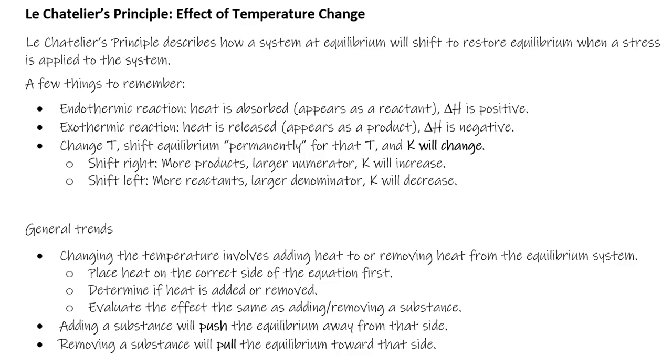Finally, a few general trends regarding temperature. Think about changing the temperature as adding heat to or removing heat from the equilibrium system. And the first thing you do is write heat on the correct side of the equation. Then determine if heat is added or removed. If the temperature increases, heat is added. If the temperature decreases, heat is removed. Once you have these two parts figured out, then you treat the heat in the same way as you would if you added or removed any other substance. Adding heat will push the equilibrium away from that side, and removing heat will pull the equilibrium toward that side.